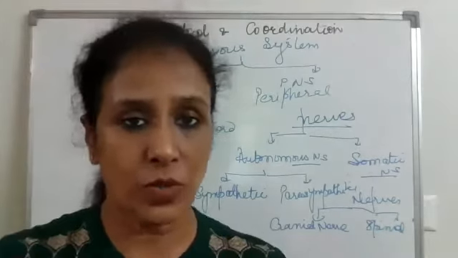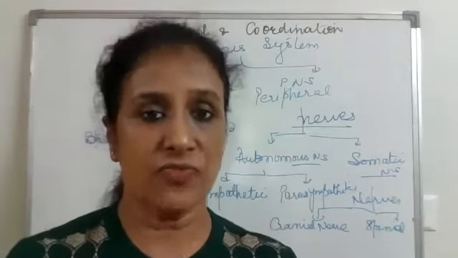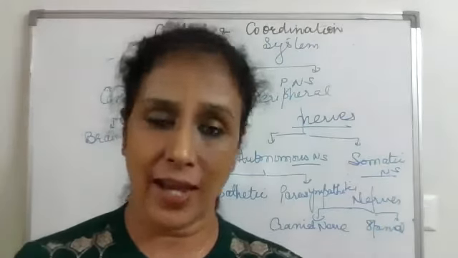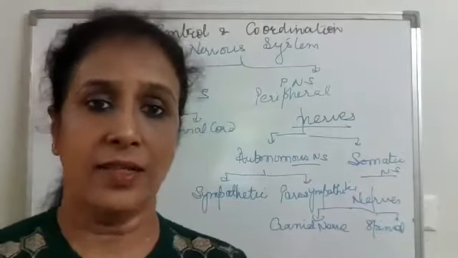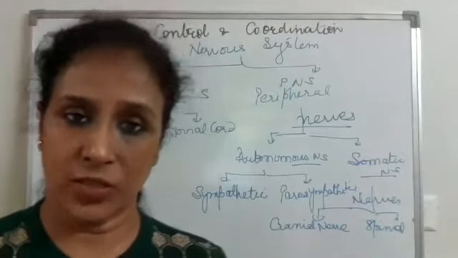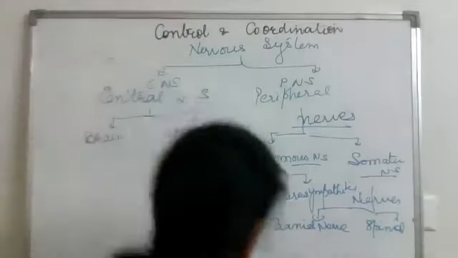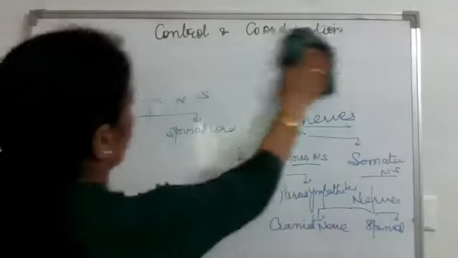So if we want to understand the structure and functioning of the nervous system, we have to first of all understand the structure of the neuron. So let us come and study the structure of the neuron.